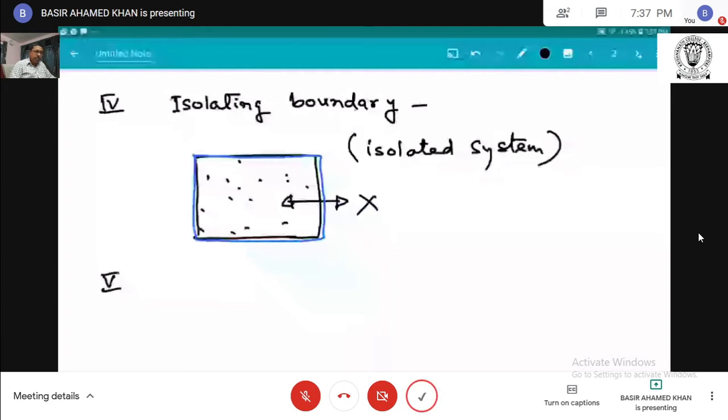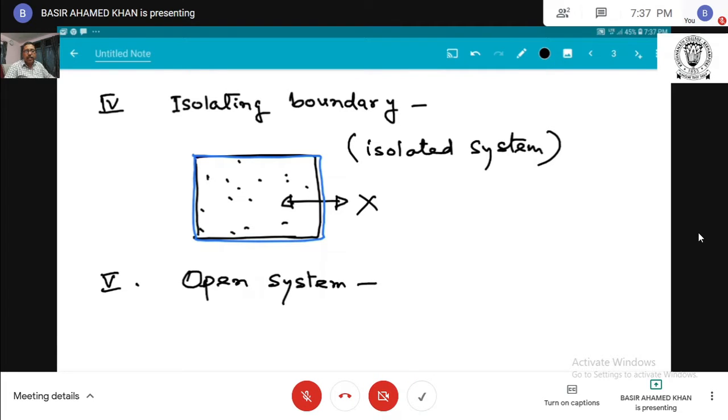Fifth is the open system. Open system: if the boundary of the system permits exchange of matter and energy between the system and the surrounding, then the system is said to be an open system.